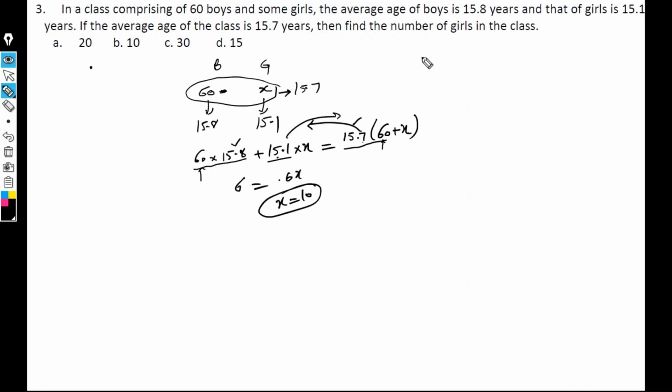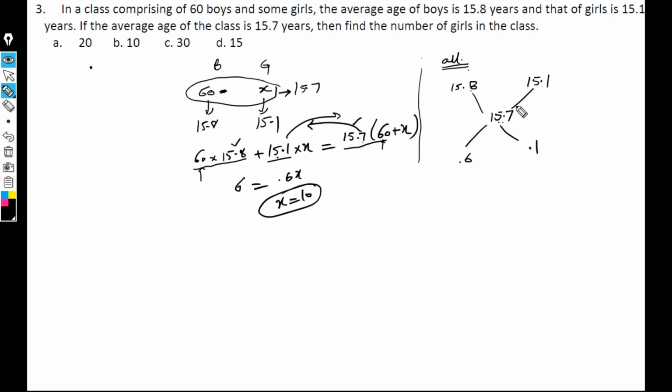The very same question can also be done with the help of alligation, which we'll be doing in the next class, but still I am doing it here. So the two values which are to be mixed are 15.8 and 15.1, and the average value is to be placed in between. So when you take differences in this fashion, 15.8 minus 15.7 is 0.1, 15.7 minus 15.1 is 0.6.